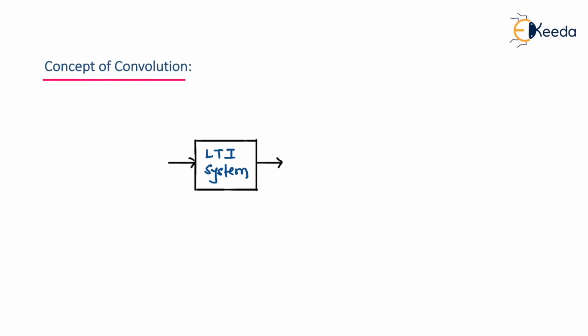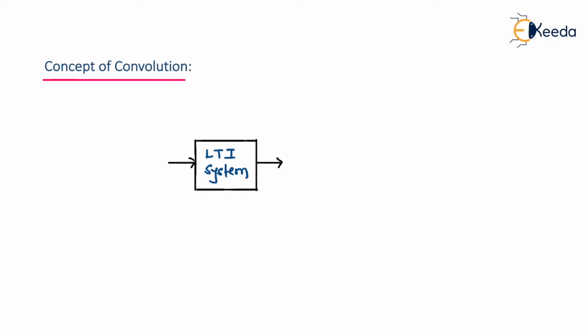To understand the concept of convolution, I have taken an LTI system here. When I say LTI system, it means it is a system having two inherent properties, that is the linearity property along with the time invariant property. Remember, these two properties are different, but if both are present in a particular system, that is, if a system is linear as well as time invariant in nature, then the system is said to be an LTI system, that is, a linear and time invariant system.